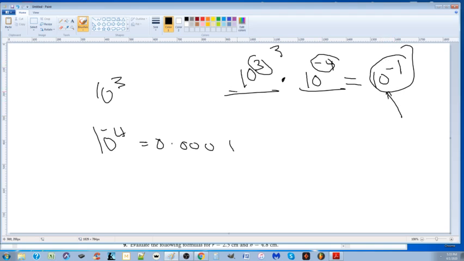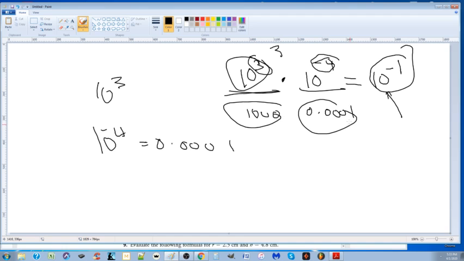If you take a calculator and you take 1,000, which is 10 to the 3, and you take this one, which we just discovered was 0.001, and you divide this number by this, you will indeed get 10 to the power of 1, or 0.1. Okay? 1 zero, or 1 decimal place. So you can prove that to yourself with your calculator.